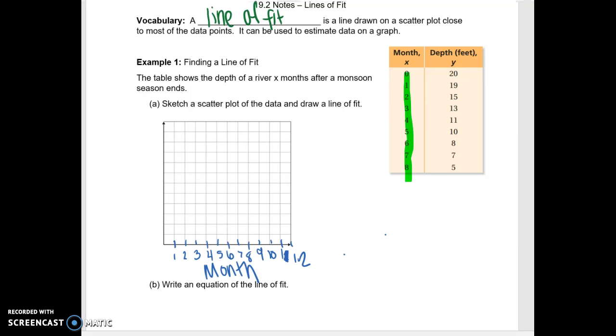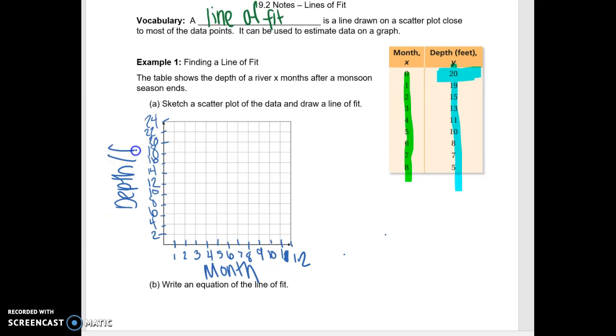If I take a look at my Y values right here, it looks like my largest value is 20. So maybe counting by twos might be the best, since there are 12 spots right here. So I'm going to count by twos. The reason I'm counting by twos is to make sure I can plot all of the points. Okay, so there's my y-axis, and our y-axis is depth in feet.